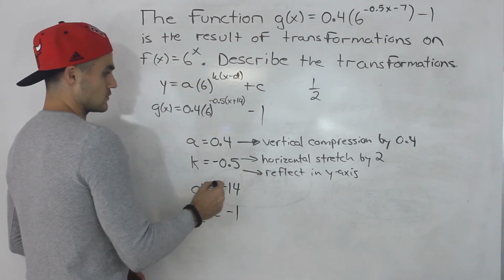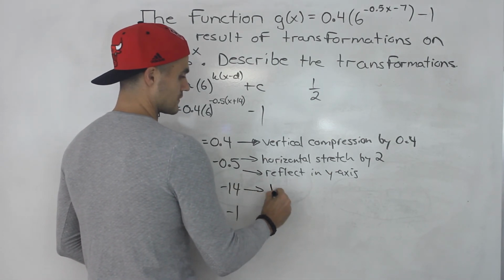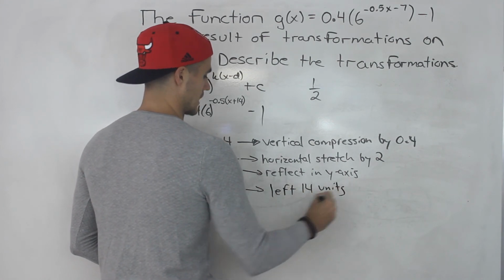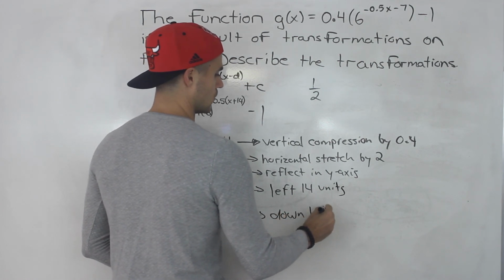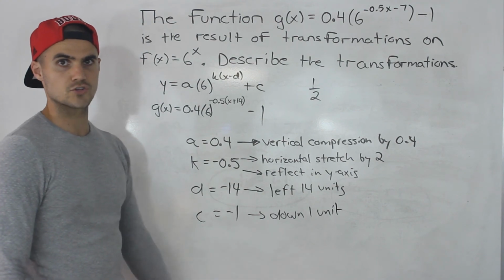And then a d value of negative 14, that means that it is translated left 14 units. And then a c value of negative 1 means it goes down 1 unit. Right? So those are the list of transformations.